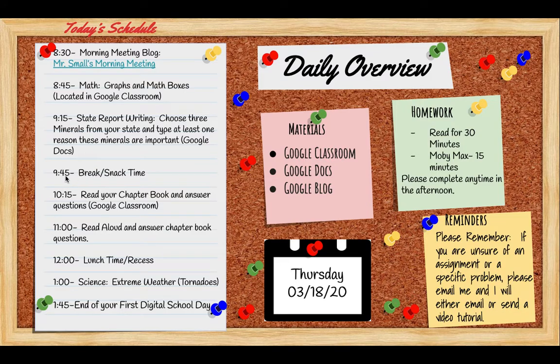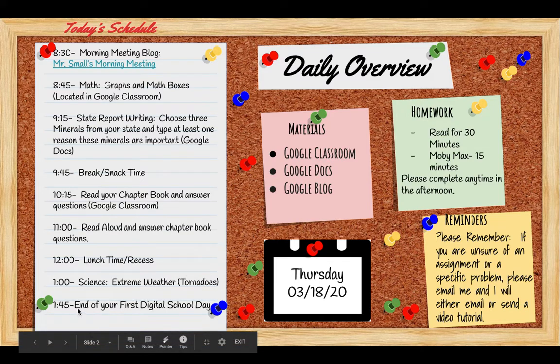And then like a break, snack time, and they can see 10:15. They're going to read their chapter books. Remember, one of those chapter books that they're going to have, whether it's Erie Elementary, Magic Tree House, or the one and only Ivan. So they're going to be doing one of those, and that's on Google Classroom. And then 11 o'clock, I'll have a read aloud, and they'll answer chapter book questions. And then you can see that's about an hour. And then lunchtime, recess, and then 1 o'clock, science. They're going to be doing different extreme weather ones. So this will be on tornadoes. And then end of the day.